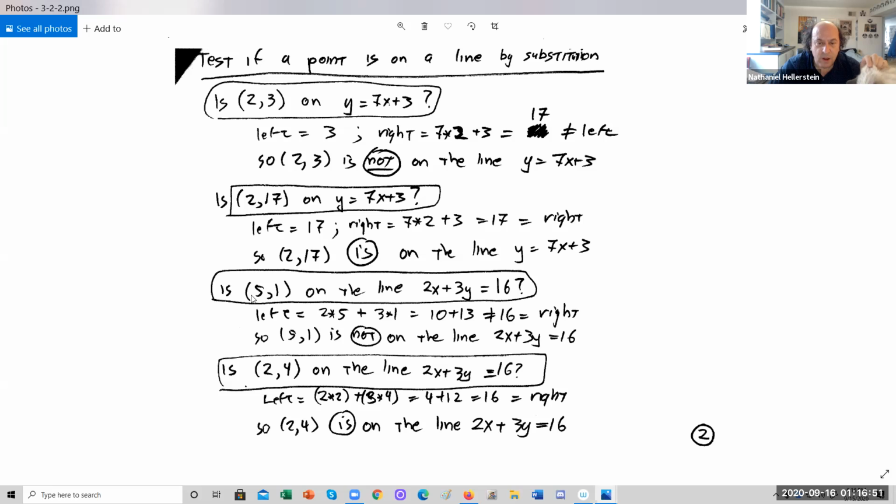Here we have the point (5, 1). Is it on the line given by 2x plus 3y equals 16? All right, we plug in 5 for x and 1 for y. So the left side is 2 times 5 plus 3 times 1. That's 10 plus, oh dear, that should be a 3, not a 13. So that's 13, but the right side is 16, so that's not correct.